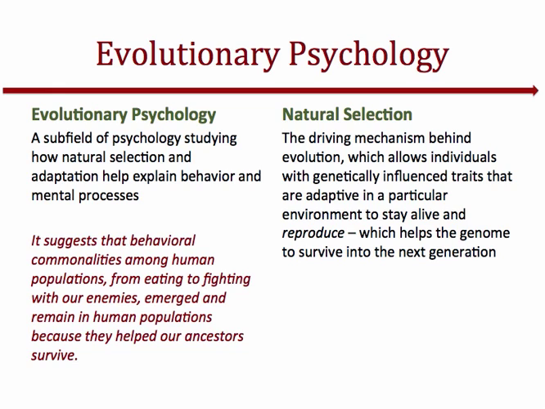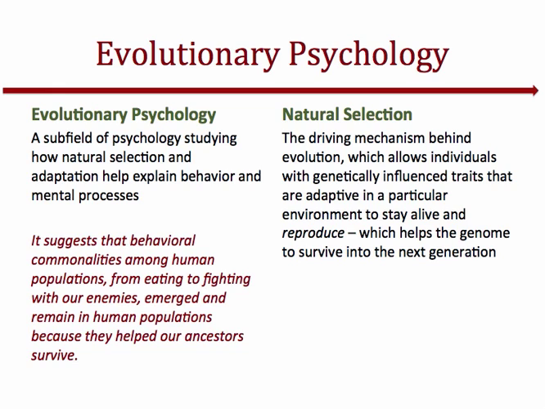evolution. It allows individuals with genetically influenced traits that are adaptive in a particular environment to have a greater likelihood of reproducing. That greater likelihood of reproducing therefore results in more of those particular genes that allowed for that greater reproductive capacity to be passed on to the next generation, and so on and so forth.